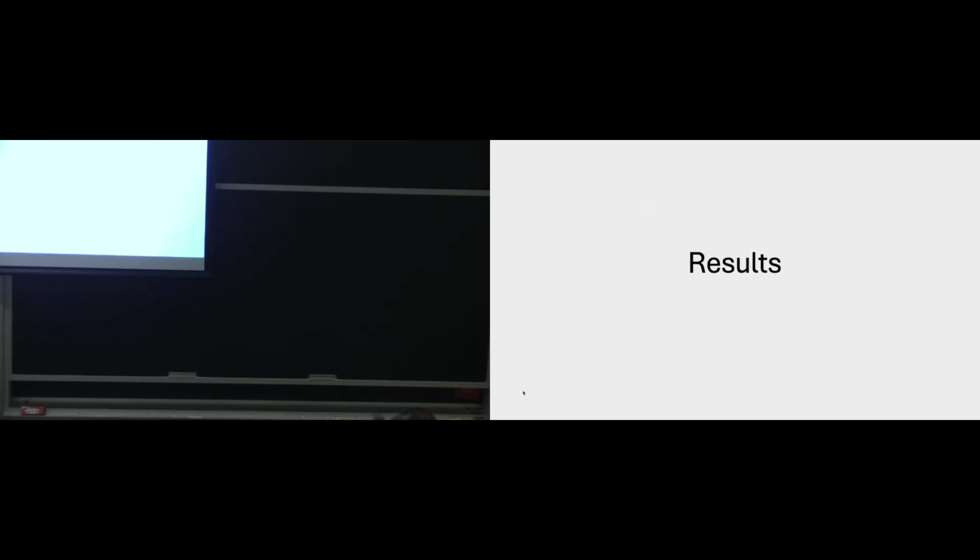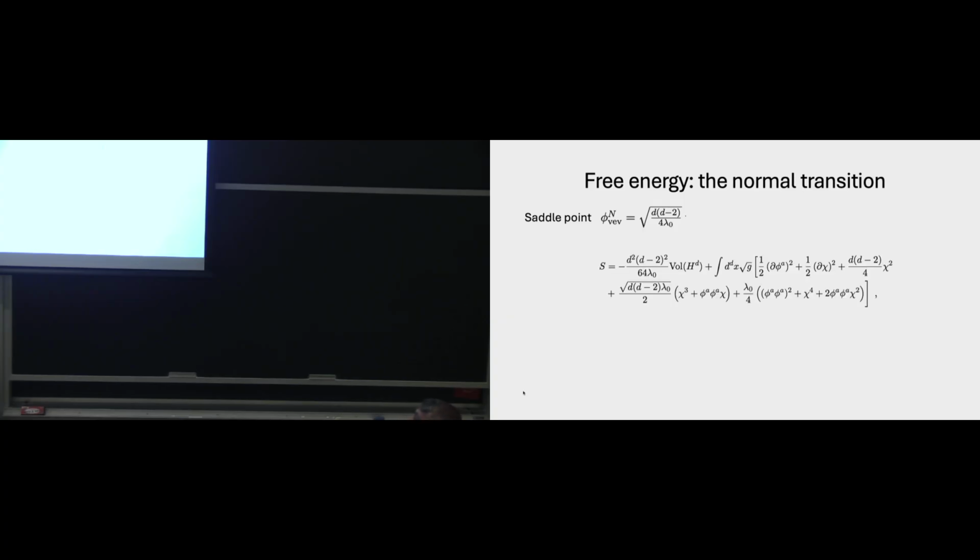Okay, then I'll just explain our main results. First, we discussed the normal transition. It's easy in some sense. As we mentioned, at the normal transition, we have a non-trivial saddle point. So phi n has a non-zero value. And then we expand the action around this value. So a is from 1 to n minus 1, and chi is the fluctuation of phi n.